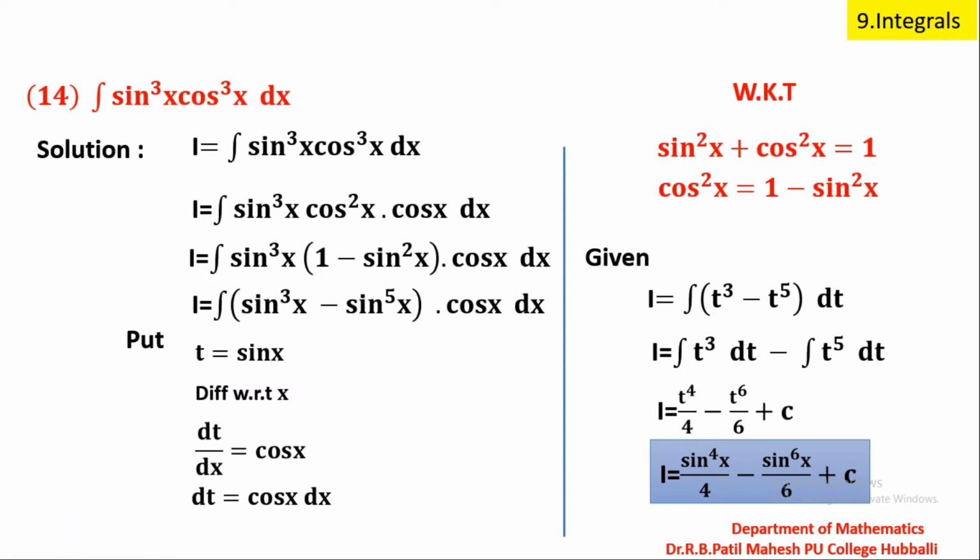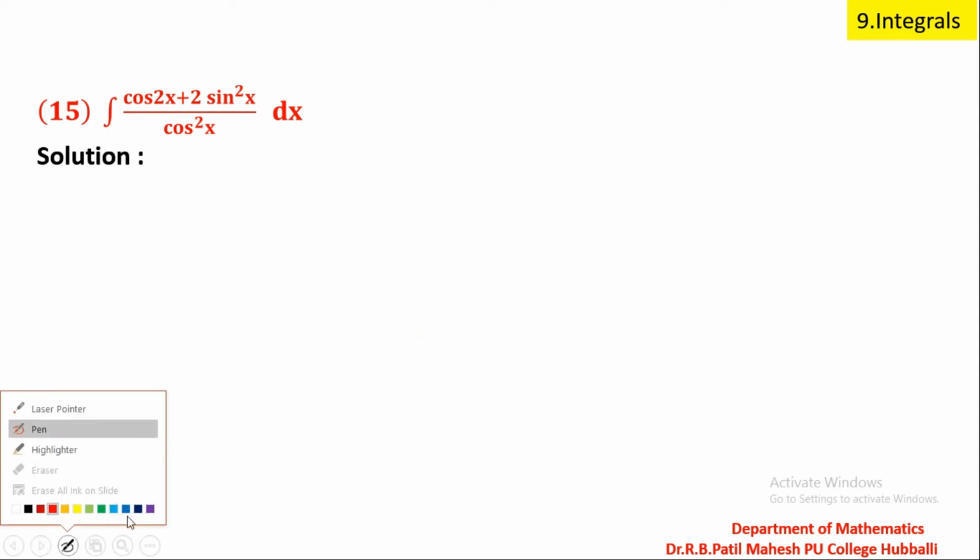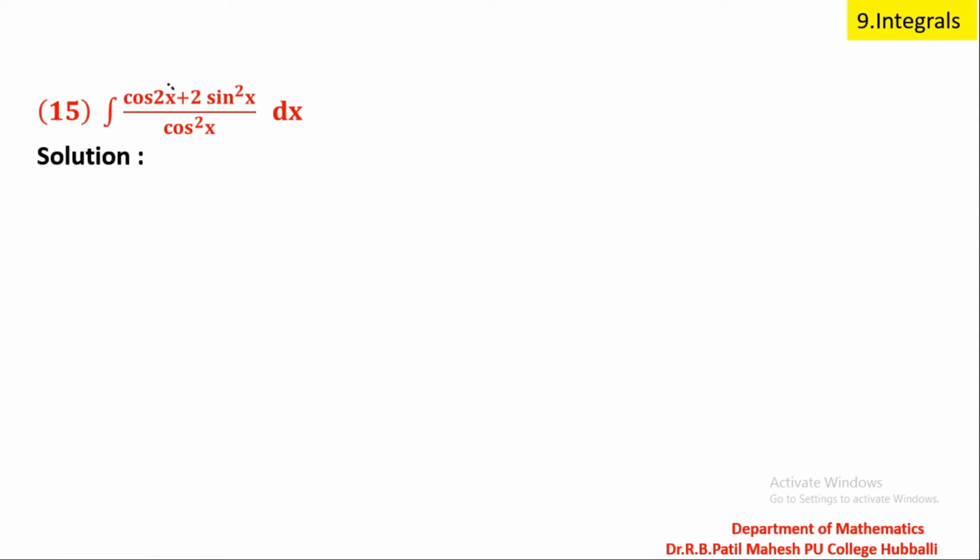So let me take the next question, number 15. Integration of cos 2x plus 2 sin square x upon cos square x dx. One of the very simple. Before going to start the solution, let me give you a hint so that you can think over that problem before getting the solution.